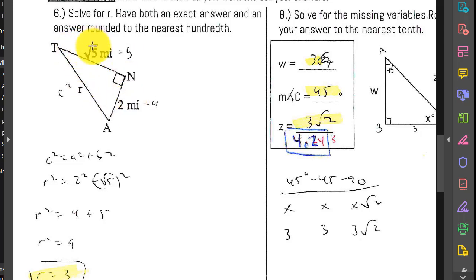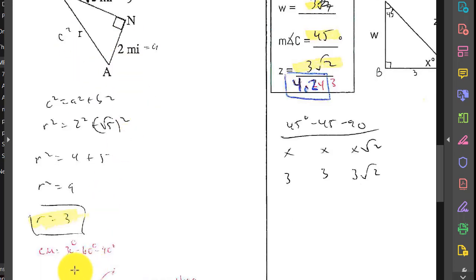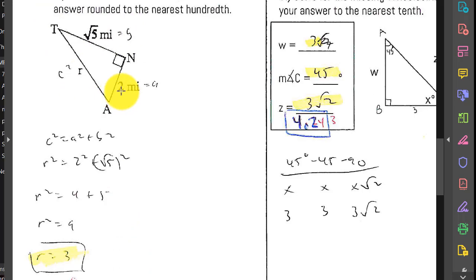The common mistake, I wrote here, is to use a 30, 60, 90. Although it looks like a 30, 60, 90, there is no 30 degree angle and 60 degree angle. It could have been like a 31 degree, so you can't use that. But if you recognize you have two sides of a right triangle and you're trying to find the third side, then you can use Pythagorean theorem. C squared equals a squared plus b squared.